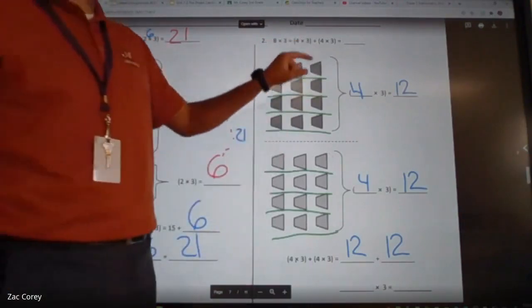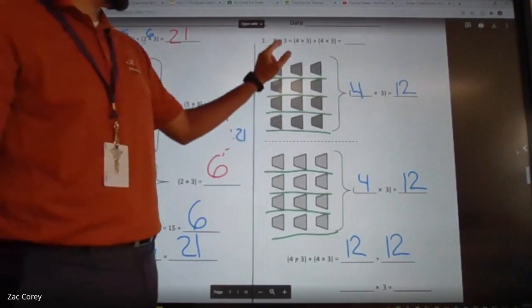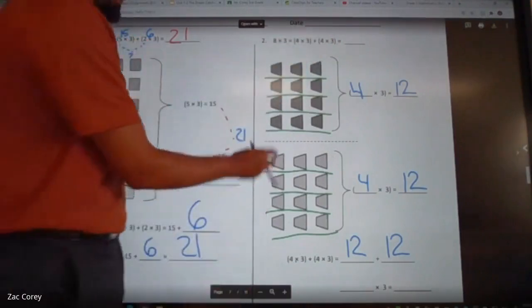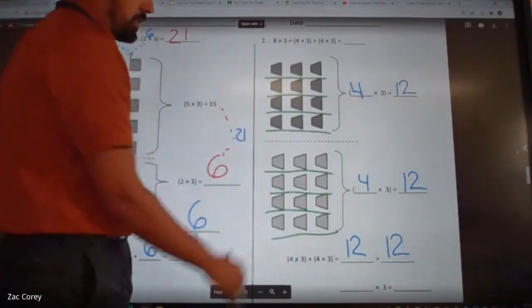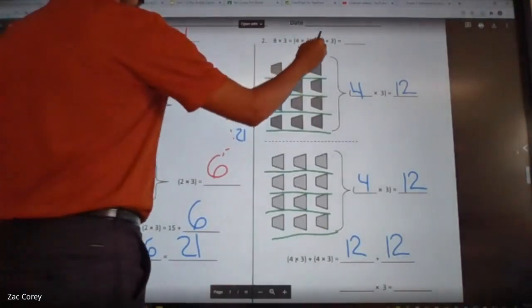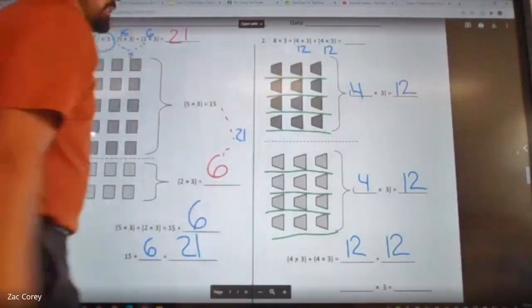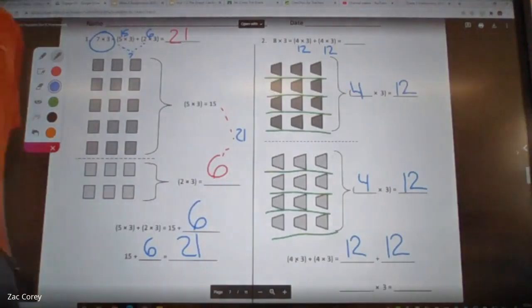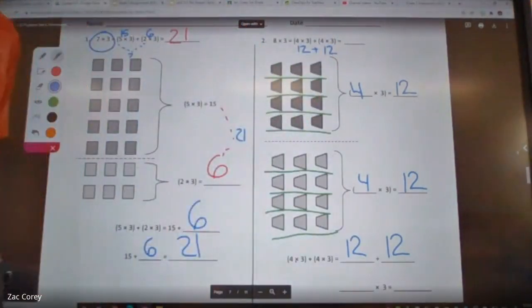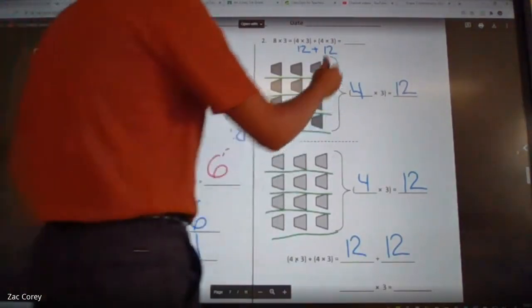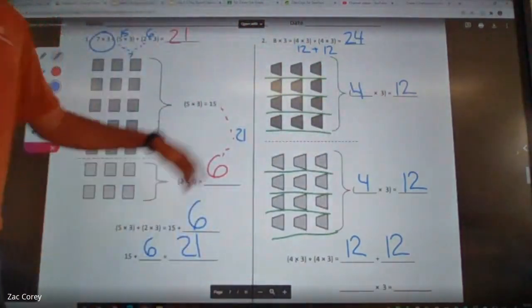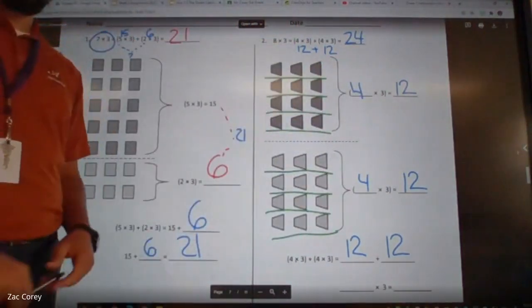But they broke it down for us a little bit. They put it in 2 groups. 8 times 3 is the same thing as 4 times 3 plus 4 times 3. So we just did that twice, right? 4 times 3 and 4 times 3. We did that twice. And each time you get 12. Okay? So 12 plus 12, if you can do that in your head, 12 plus 12 equals 24. And guess what? The answer for 8 times 3 also equals 24.